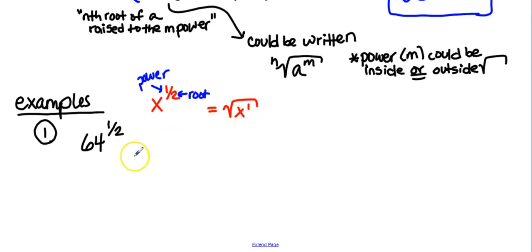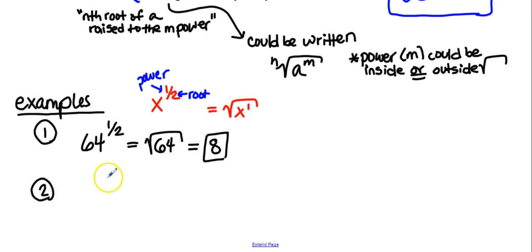So here, 64 to the 1/2 is the same thing as the square root of 64. And I know the square root of 64. Square root of 64 is 8. So our mission today is to start getting more comfortable moving between these two notations. Number 2. 5th root of 32. 5th root of 32.